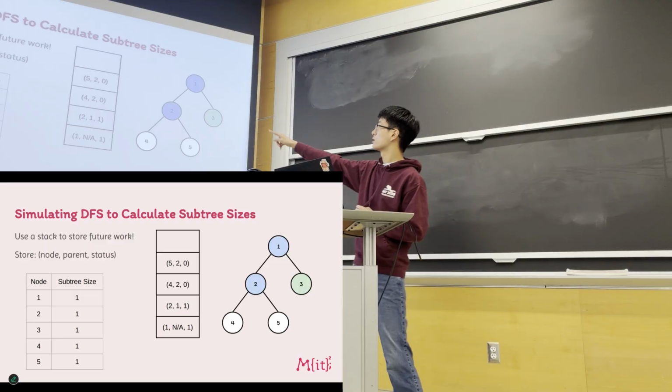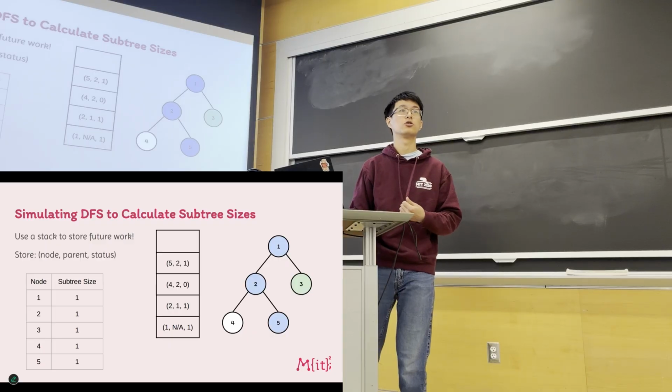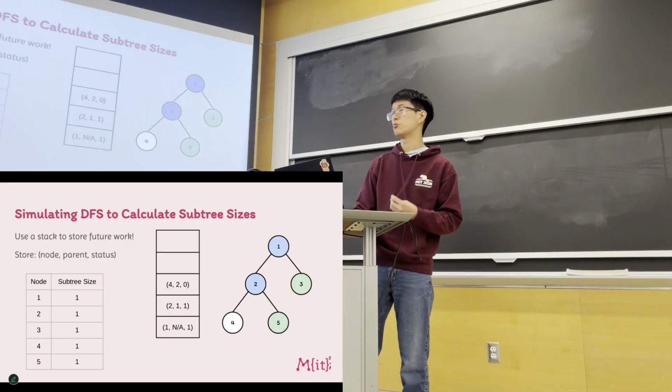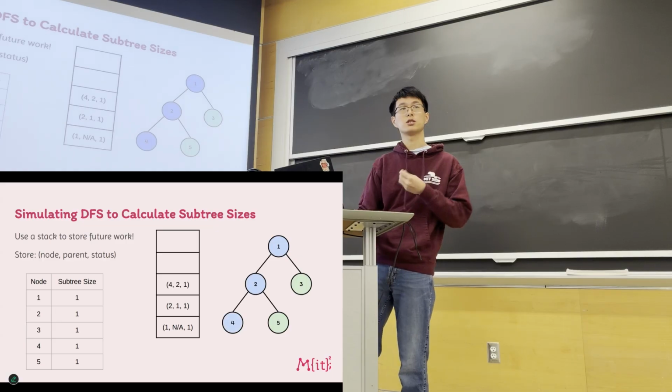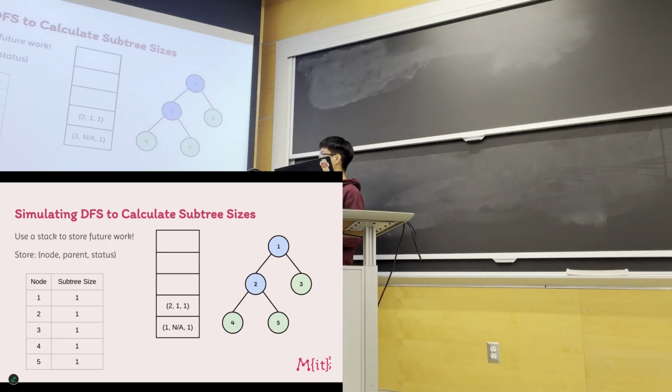Then we go through again, take the top element, it's a 5, we mark it as processed, it has no children, so we stop. Same thing for 4. We mark it as processed. It has no children, so we terminate. But now comes the interesting part.